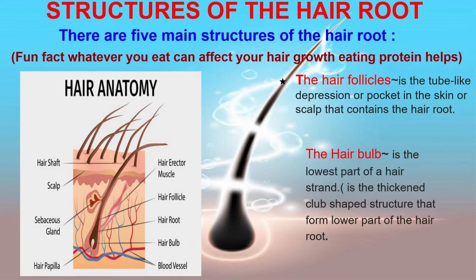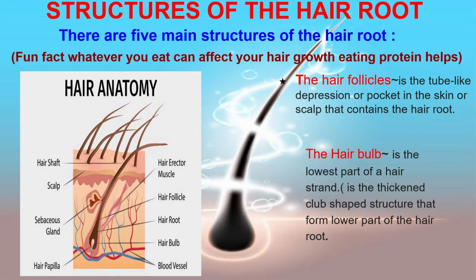Structures of the hair root. There are 5 main structures of the hair root. Before I give them to you and describe them, I want to give you a fun fact. Whatever you eat can affect your hair growth. Eating protein helps. The hair follicle is the tube-like depression or pocket in the skin or scalp that contains the hair root. The hair bulb is the lowest part of the hair strand. It is the thick club structure that forms the lower part of the hair root.